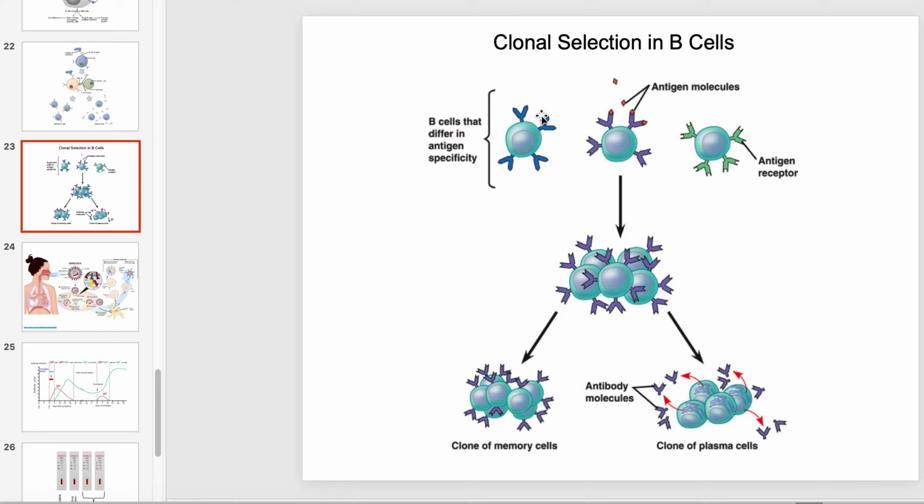Again, you don't want all of these B cells to come to the fight, because a lot of these guys won't make the right antibodies. Only the guy that you see here that has the appropriate antigen binding sites on its surface will be able to make the appropriate antibodies to fight that particular infection.